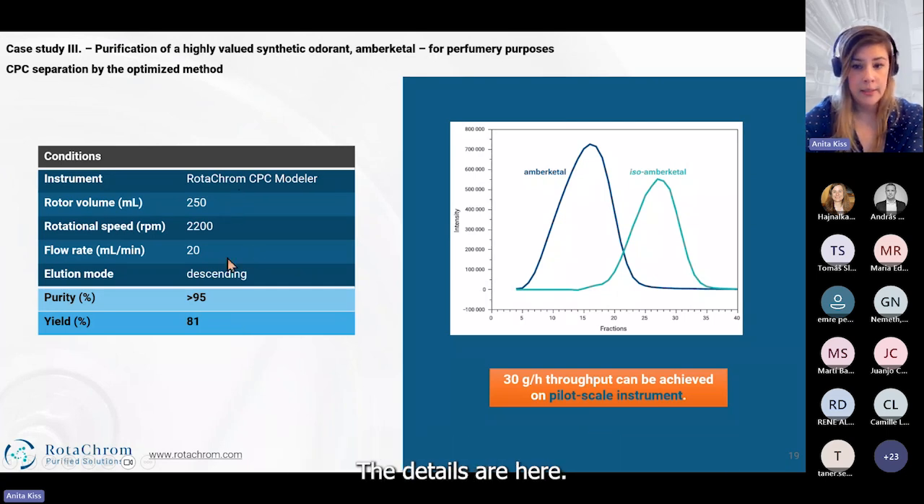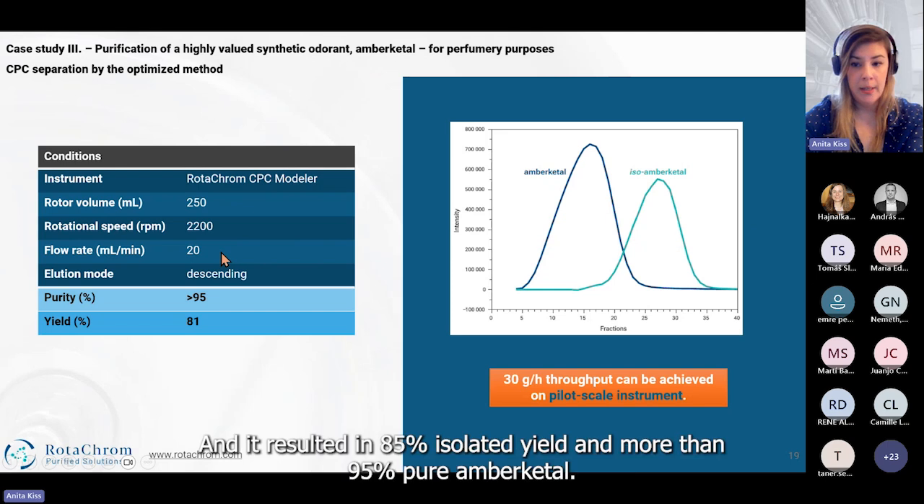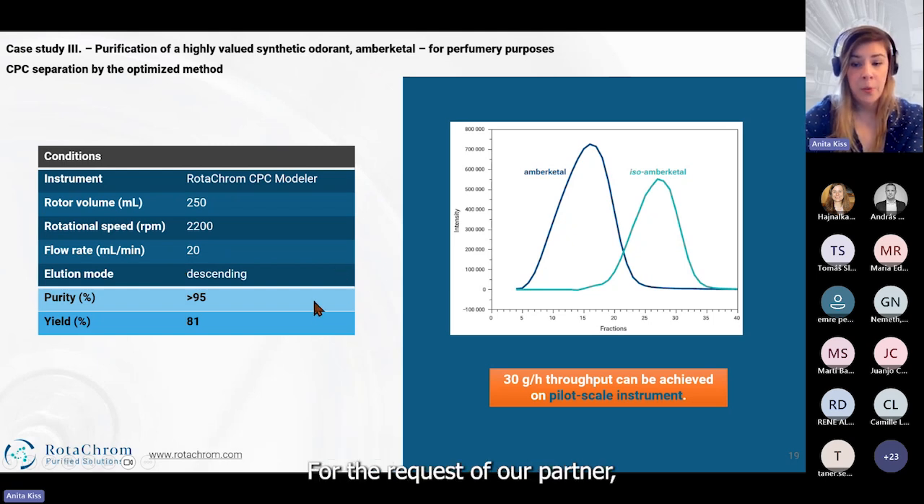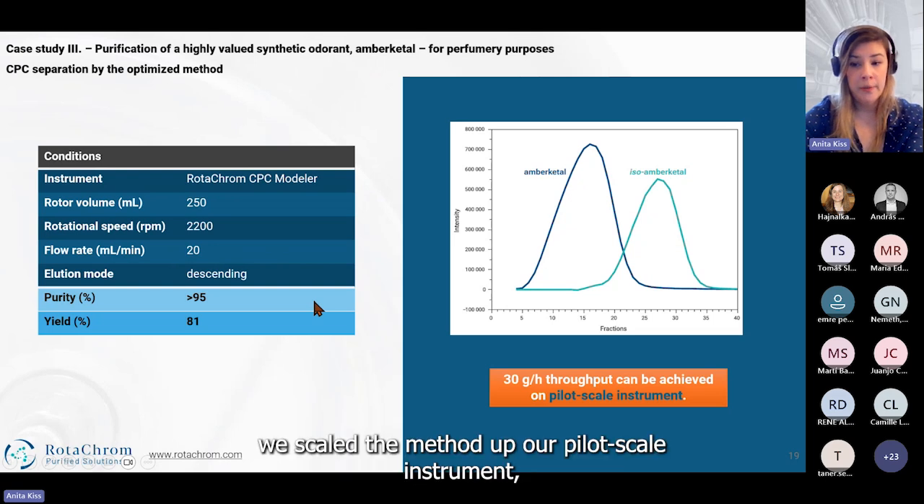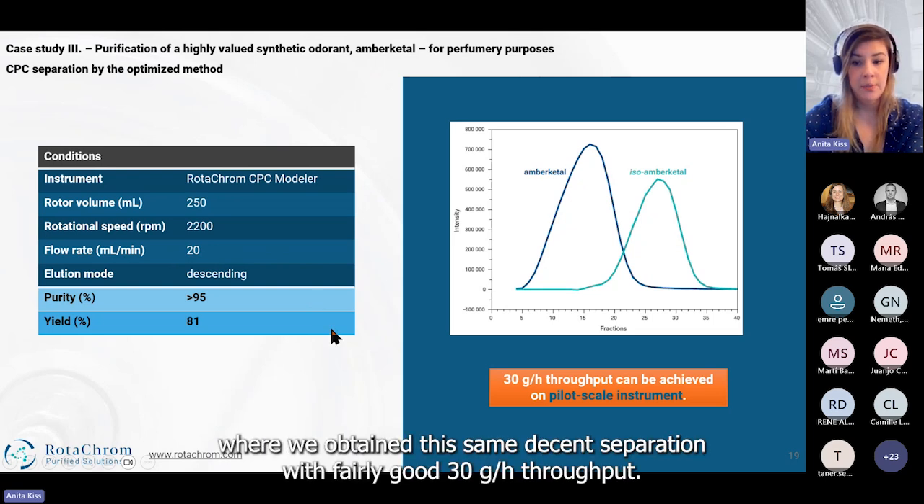Again, details are here. And the separation, the rotor was in descending mode, elution mode, and it resulted in 85% isolated yield and more than 95% pure amberketal. For the request of our partner, we scaled the method up to our pilot scale instrument, where we obtained this same decent separation with fairly good 30 gram per hour throughput.